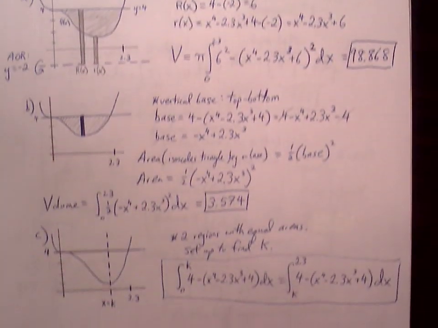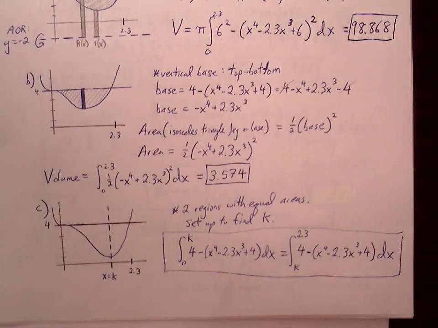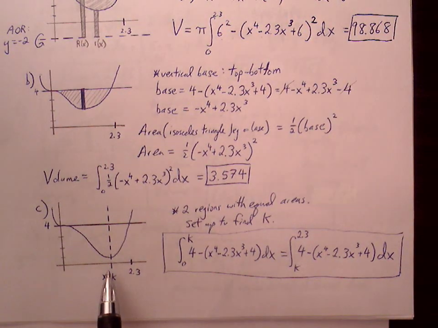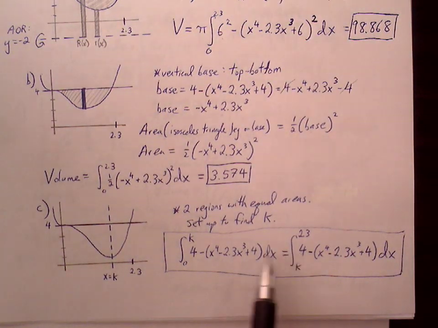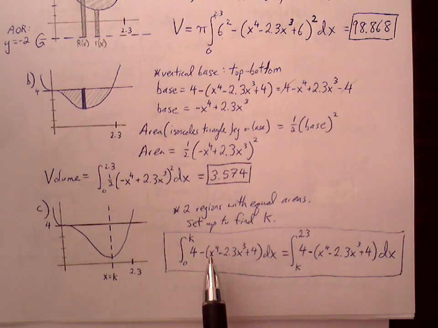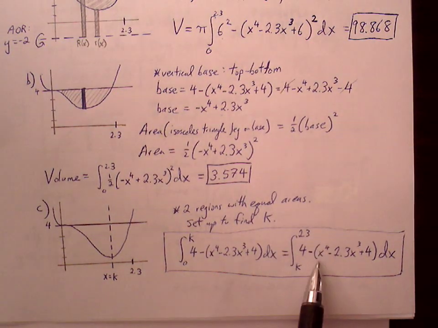So here's my diagram. Let's say we have x equals k somewhere around this region, and if this is the case, then the definite integral from 0 to k must be equal to the definite integral from k to 2.3. So that equation represents the two equal areas that will be split in half.